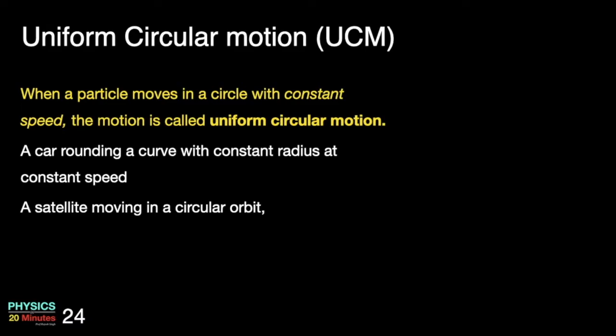What is a uniform circular motion? Uniform means constant, same. So when a particle moves in circular motion with a constant speed at all the points, then the motion is called uniform circular motion. Example, a car may move on a curved road with constant speed. Maybe a satellite can move in a circular orbit. In those cases, the satellite moves with constant speed.